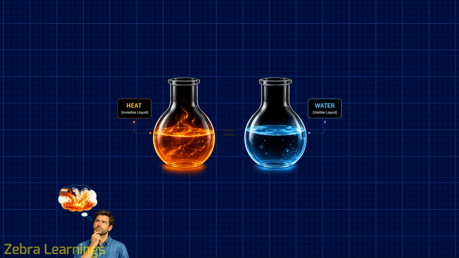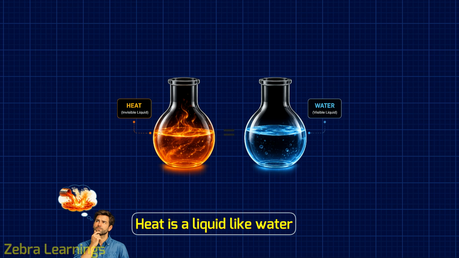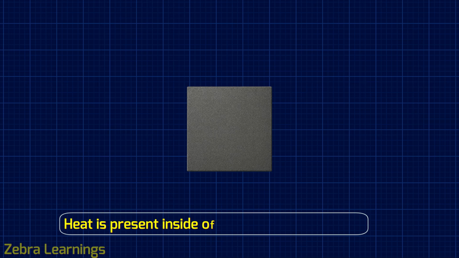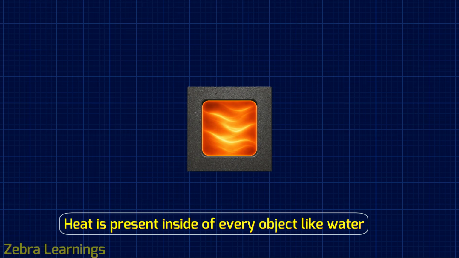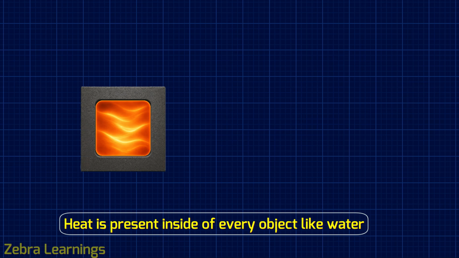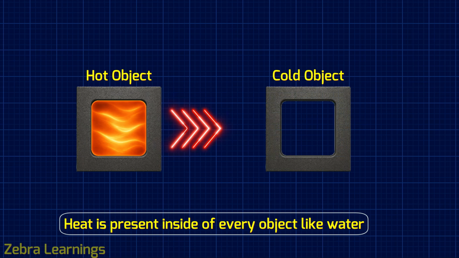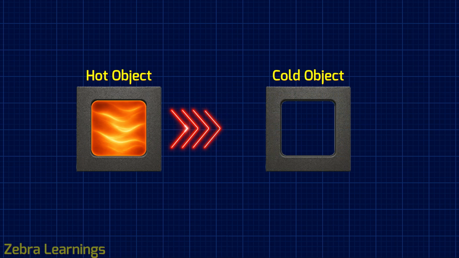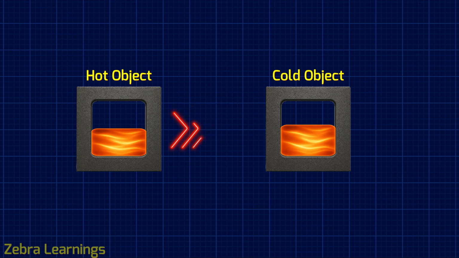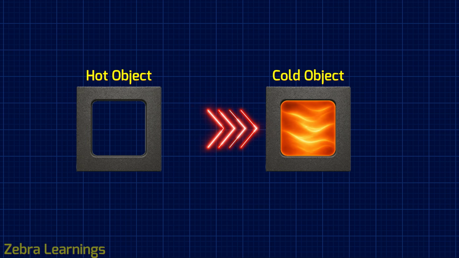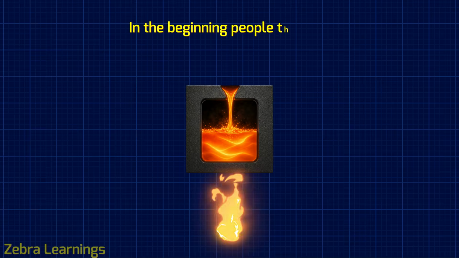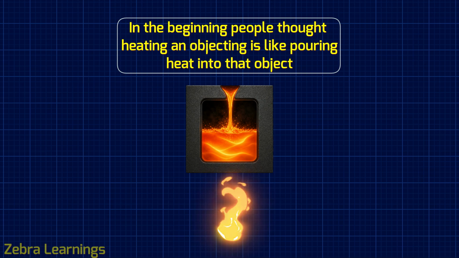In the beginning, people thought heat was an invisible liquid, much like water. They believed that heat was present inside every object, and that this heat flowed from a hot object to a cold object. When it flowed like that, they believed the heat would drain completely out of an object. Furthermore, they thought that when we heat an object, we are essentially pouring heat into that object.